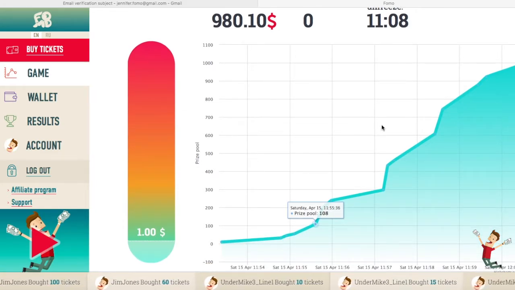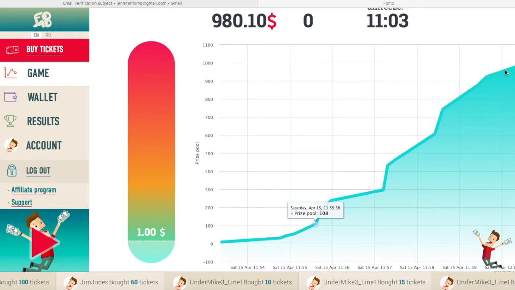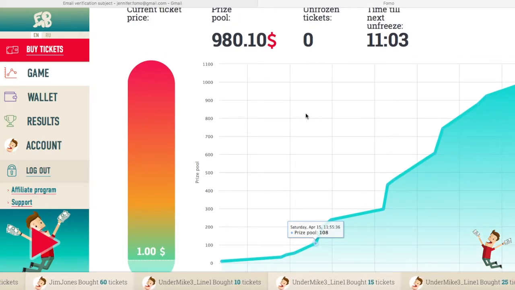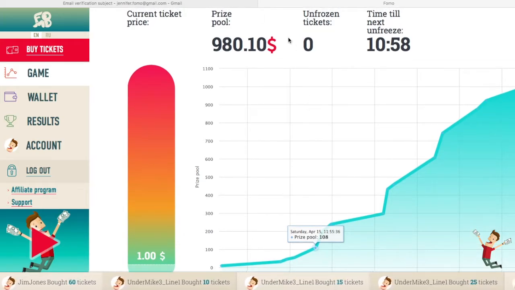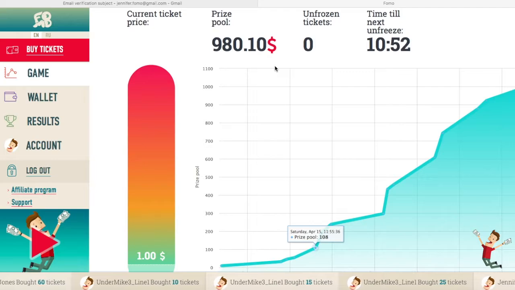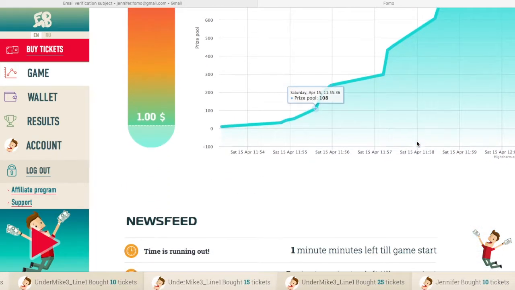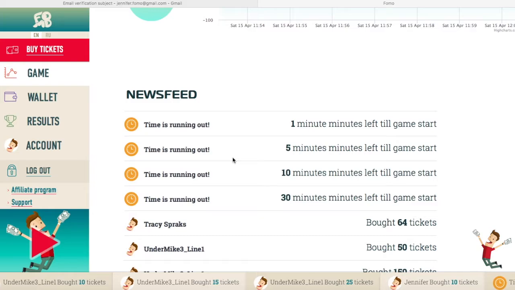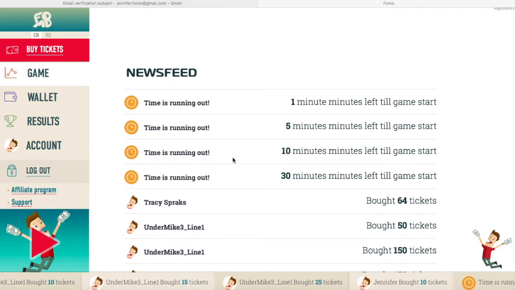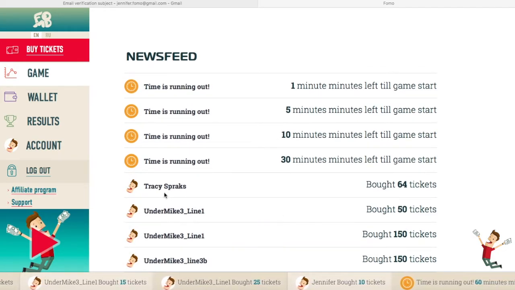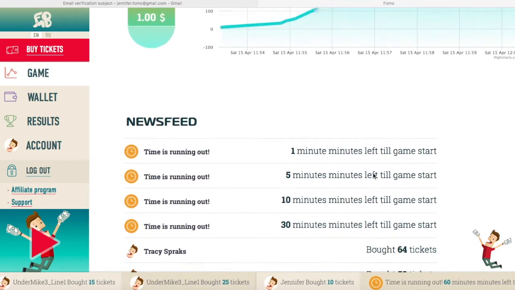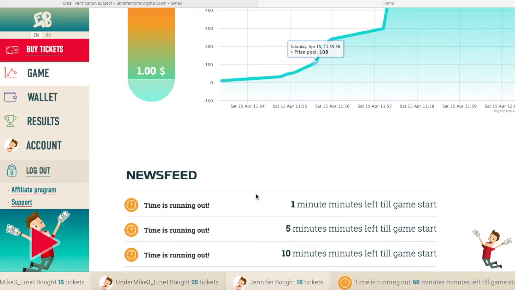And here we can see the graph of the game. During the game it's going to be either going up or down depending on how other participants behave. For example, as the prize pool gets less, as other participants start to sell their tickets, the graph will go down in proportion. In here there is a section called newsfeed where you can monitor other participants, what they're doing, whether they're selling or buying their tickets. For example, this participant bought a number of tickets, and later on during the game you're going to see how participants sell their tickets and at what time. It's a good thing to see during the game.